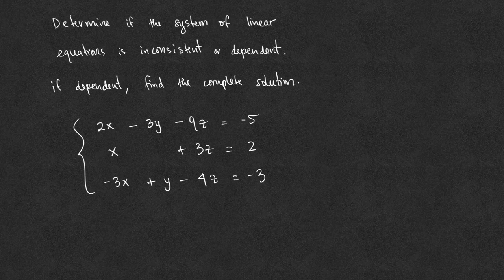Determine if the system of linear equations is inconsistent or dependent. If dependent, find the complete solution. First, we obtain an augmented matrix for the system of equations.